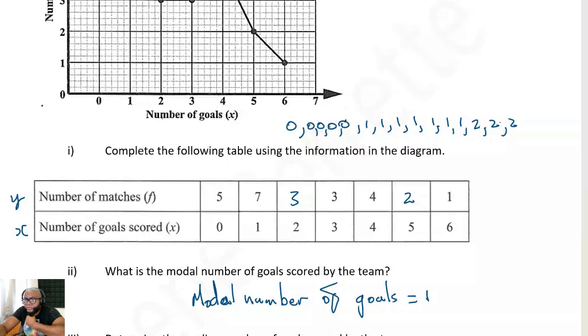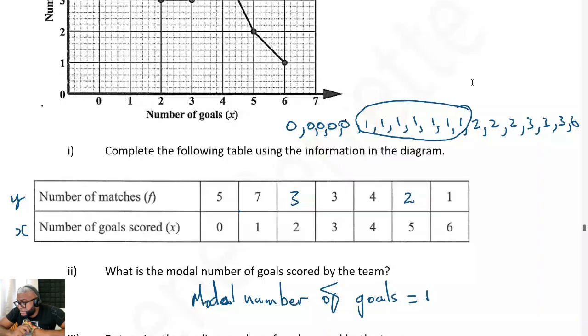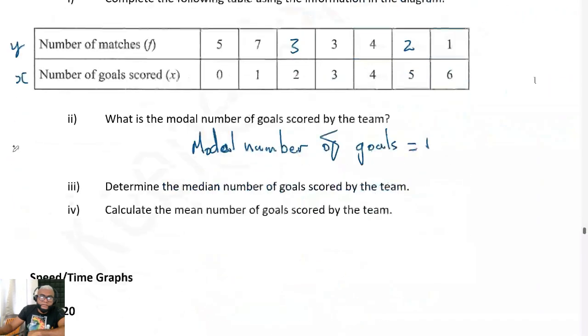And then for 3 matches, they scored 3: 1, 2, 3. So for 6, there is only one 6 in this set of data. So the modal number of goals will be the ones. Emma, you understand this? Joshua, you good there?